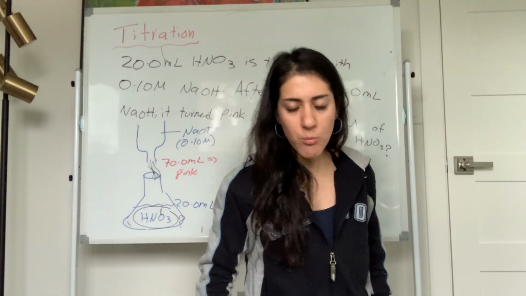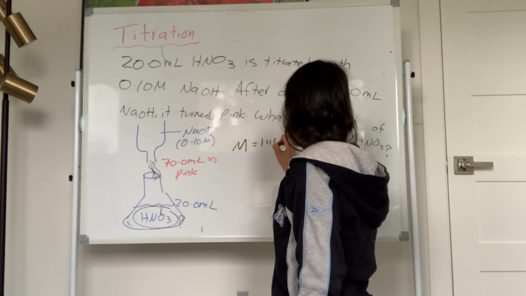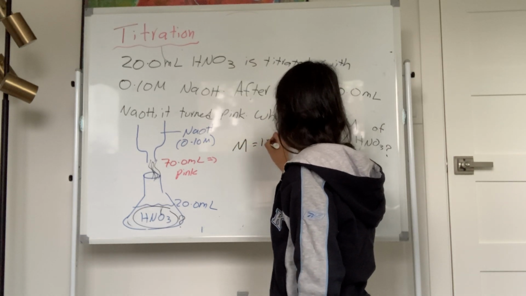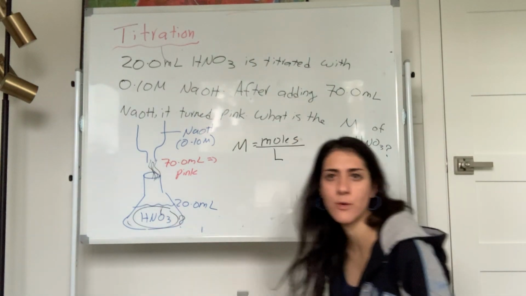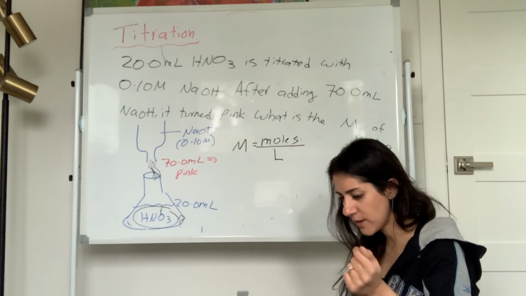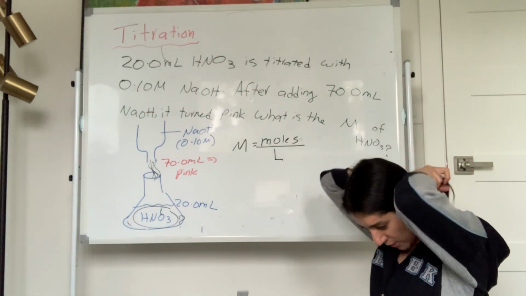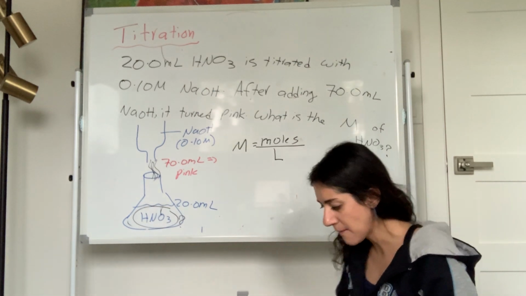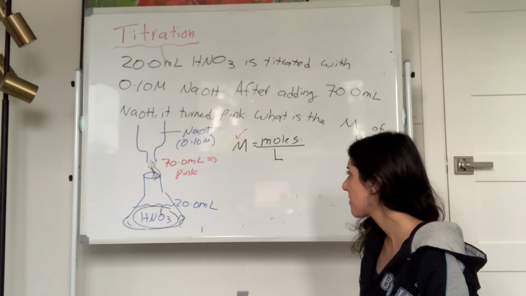Now remember, molarity is moles per liter. I want you to repeat that after me. Molarity is moles per liter. I know I can't see you, but I still want you to do it. Okay. I have the molarity of NaOH.